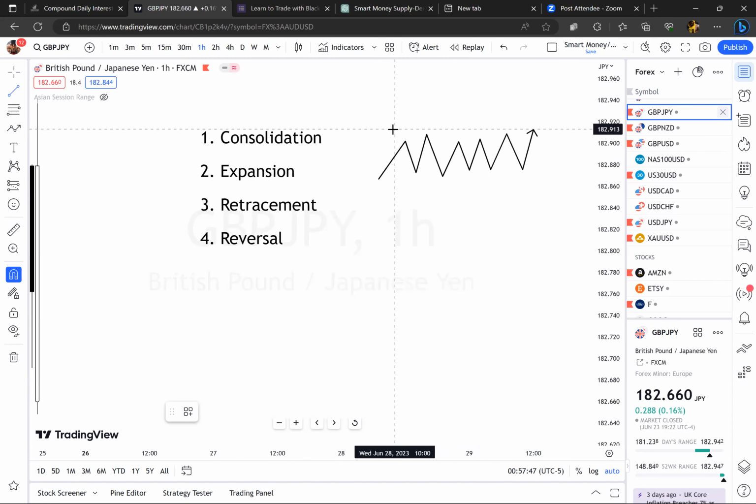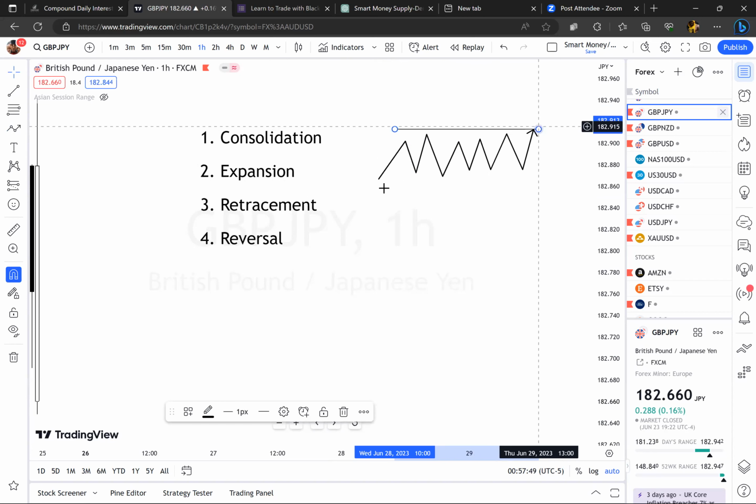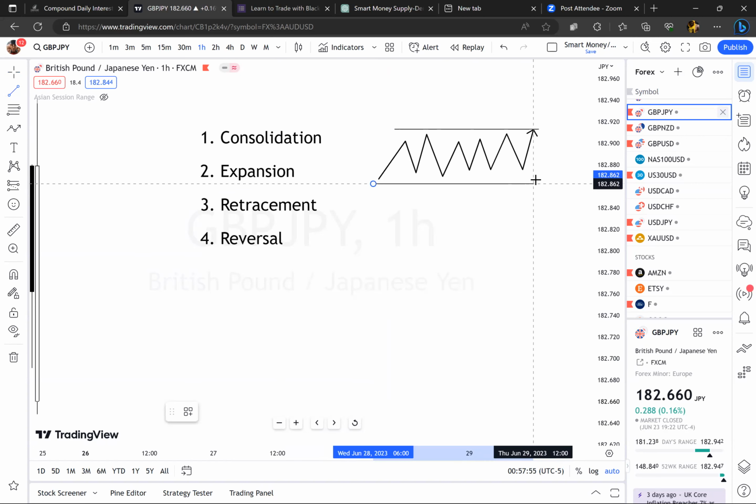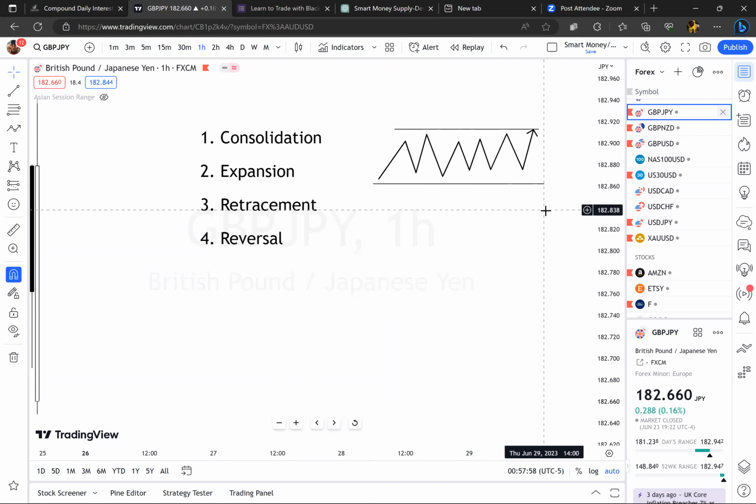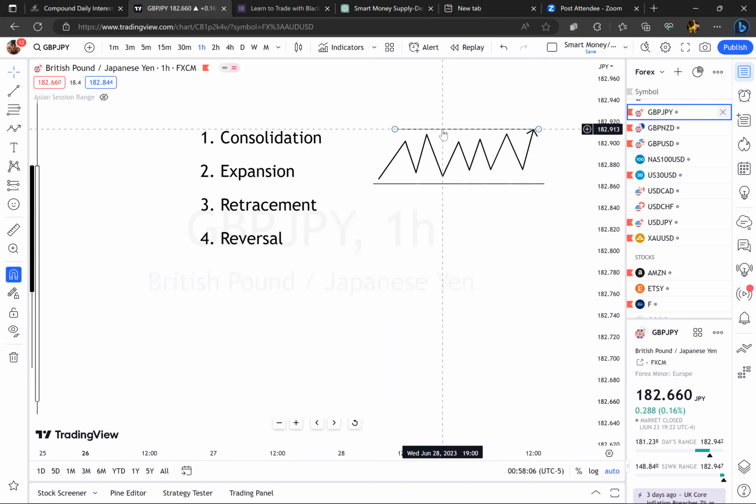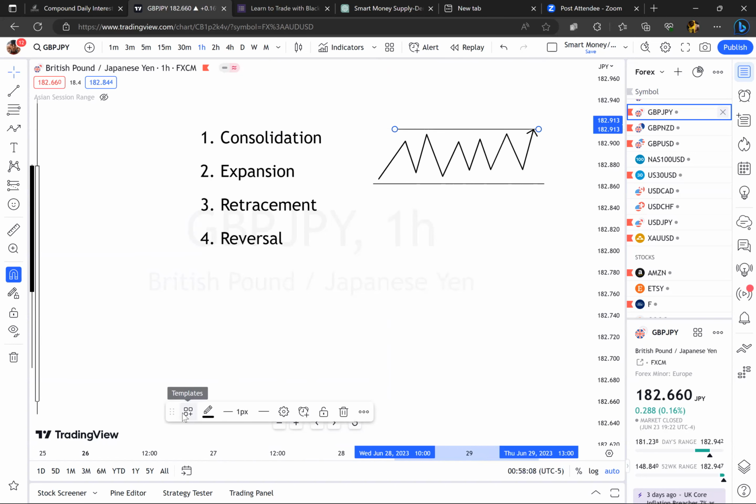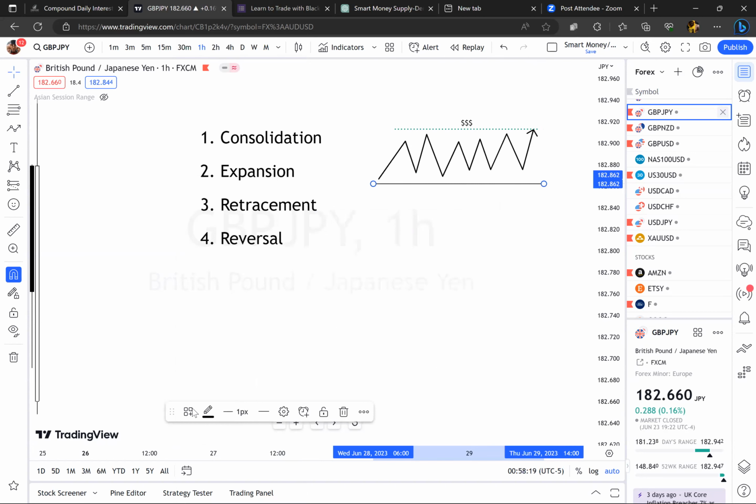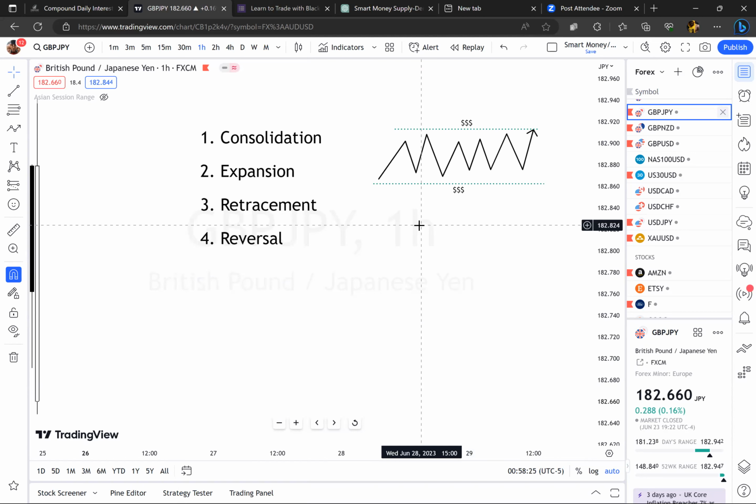All right, so price moves up and down in a sideways motion, creating liquidity at the tops and at the bottoms. Let me just slow this down right quick, DND. All right, there we go. So we create liquidity on top, and we create liquidity on the bottom. So that's pretty much consolidation.